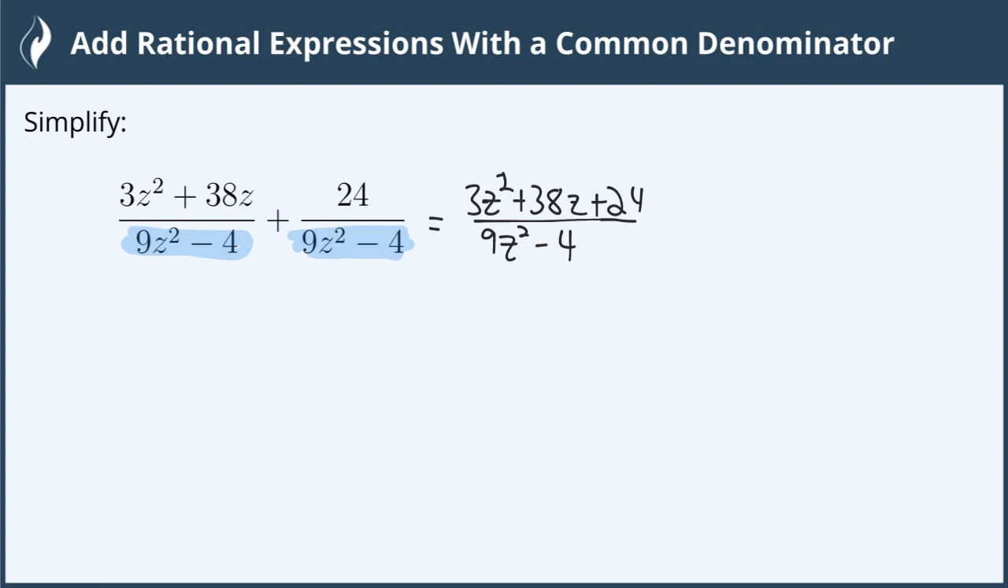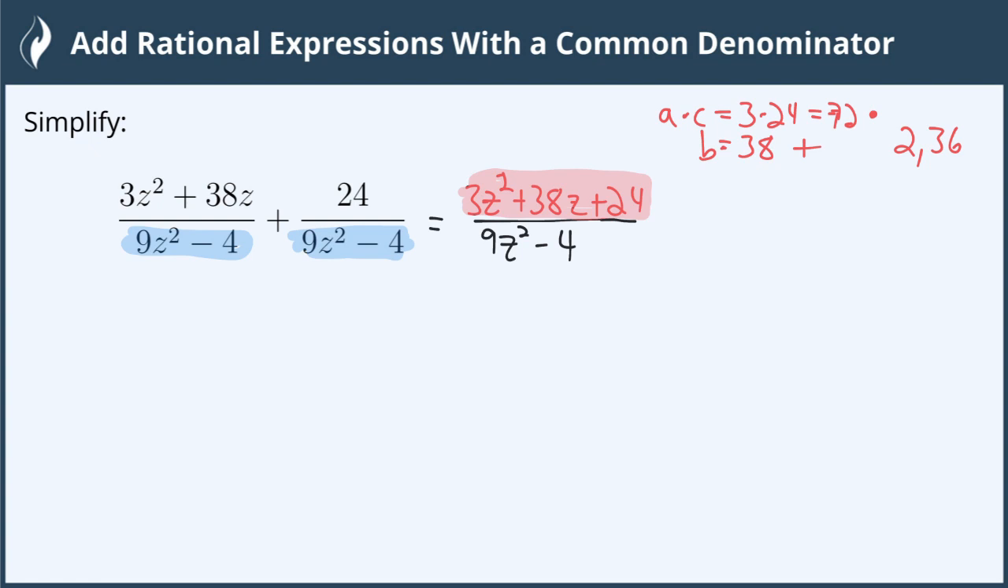And since it has a leading coefficient that is not 1, and it doesn't have a greatest common factor that we can pull out of everything, we're going to use the AC method to factor it. So A times C is 3 times 24, which is 72. Our B value is the middle number, it's 38. We need to find two numbers that multiply to 72 but add to 38. The values that make that work are 2 and 36.